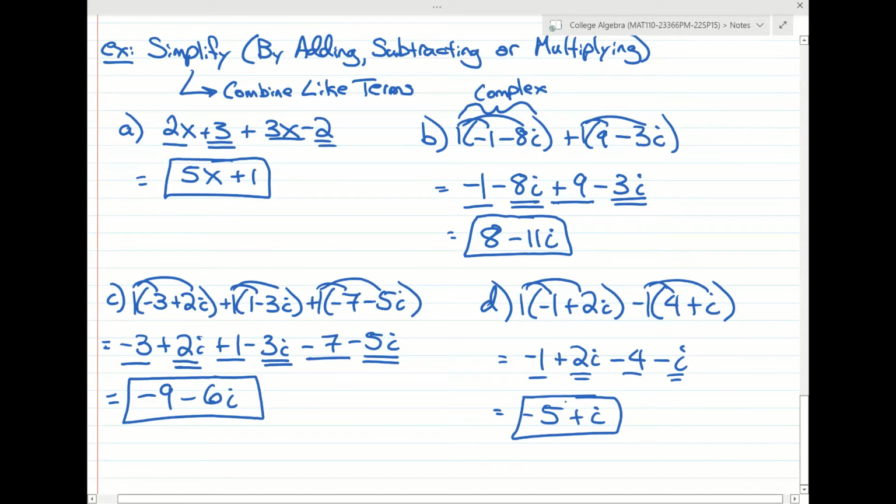We always convert the square root of negative 1 to i, but we never go from i to square root of negative 1. i is a good answer. That's an acceptable answer.